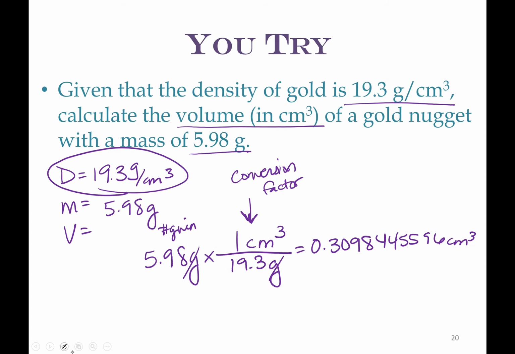Now I want to look at my significant figures. I have 3 sig figs here. I have 3 sig figs here. So 1, 2, 3 in my answer. This means I'm going to round this one up. So this would be 0.310 centimeters cubed of gold.